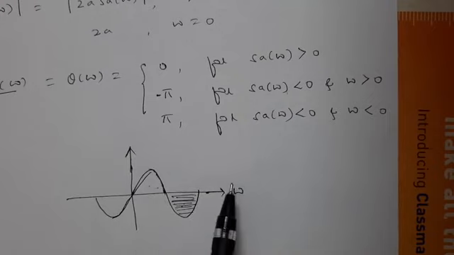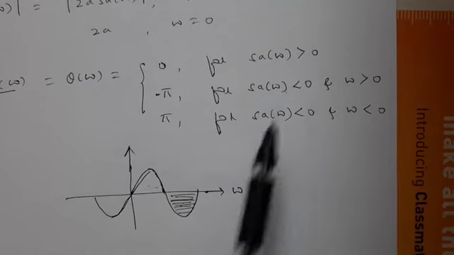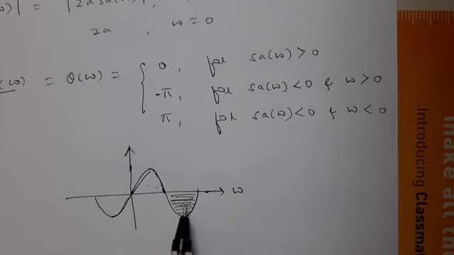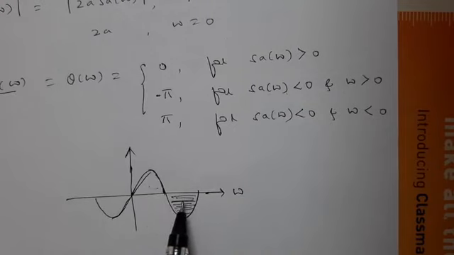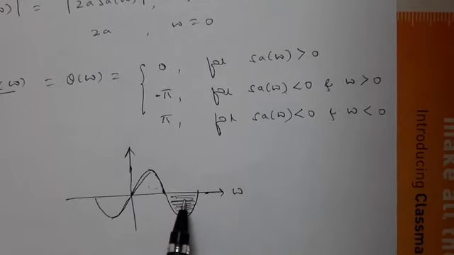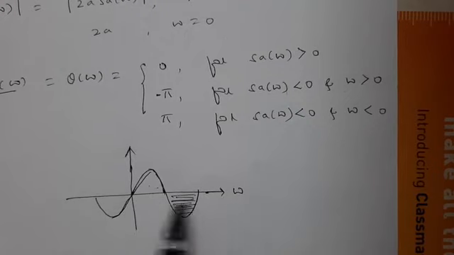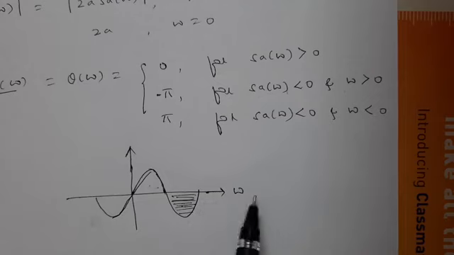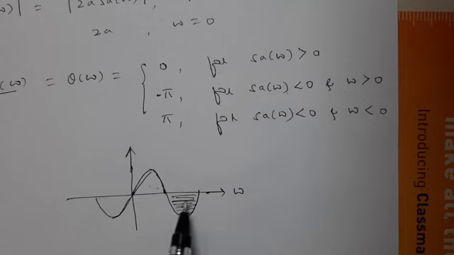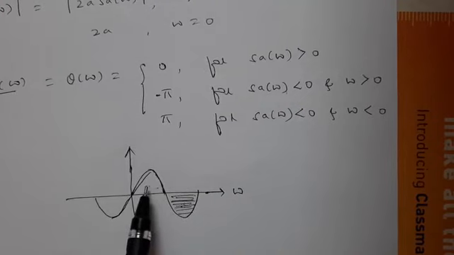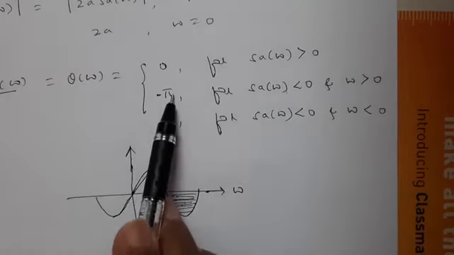Omega greater than 0 tells that it is the positive side of omega, and Sa of omega less than 0 indicates it is below your x-axis, a negative value. So this tells that this value is lagging, by what? This is your 0, this is your 180 line. Am I right? So this cycle is lagging by how many? Pi radians, and hence it is minus pi.